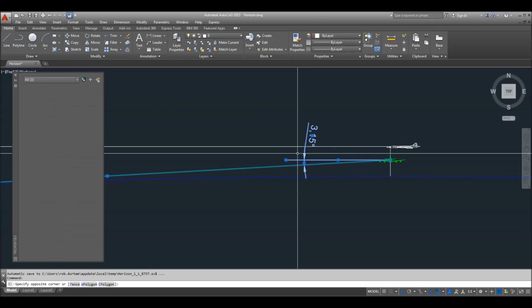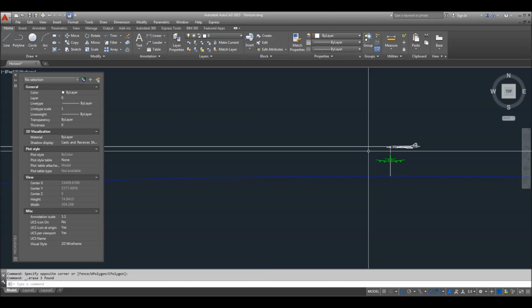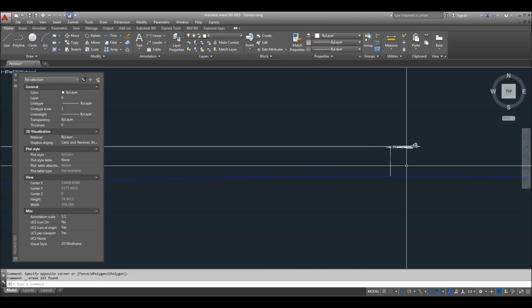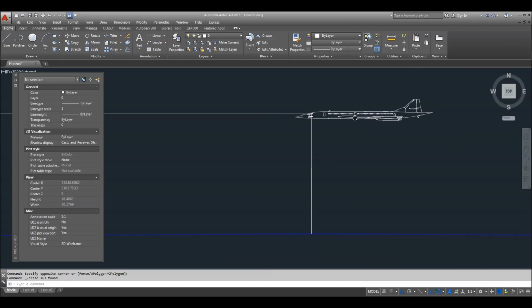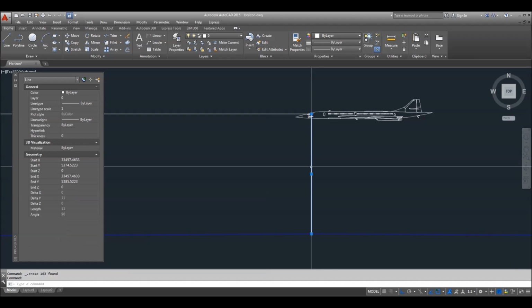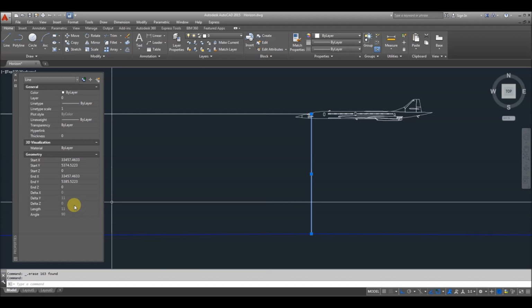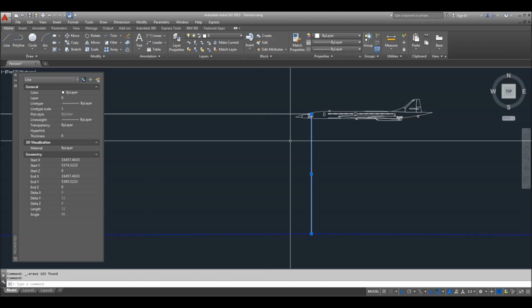Okay, let me just get rid of that, and get rid of the 747. Okay, let's look at the Concorde. Now the Concordes can fly up to 11 miles in altitude. So this line here, if I select it, look at the properties, length 11 at an angle of 90 degrees.